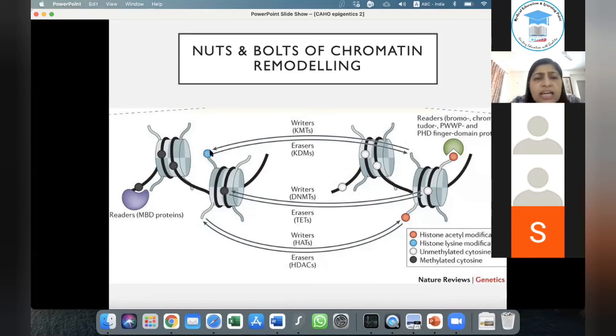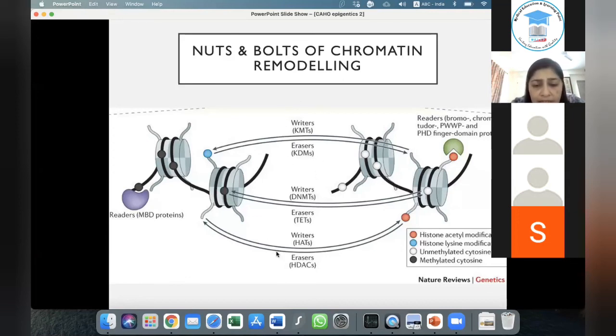And how does this tag get erased? This tag will get erased when there's an eraser. It's like a lysine demethylase. So a lysine demethylase will remove it. So eventually it's a tightrope walk. It's a balance between the methylases and the demethylases, which eventually determines the methylation level.